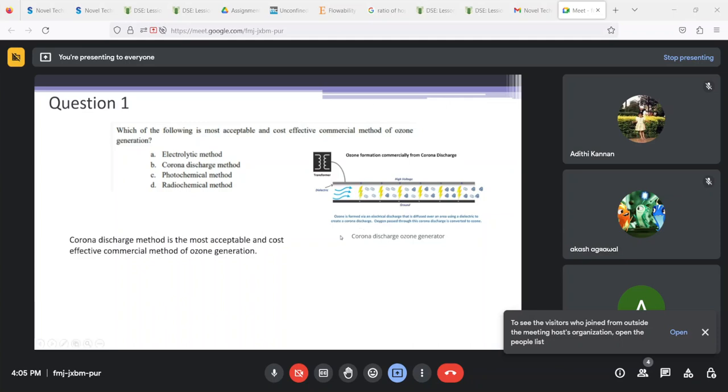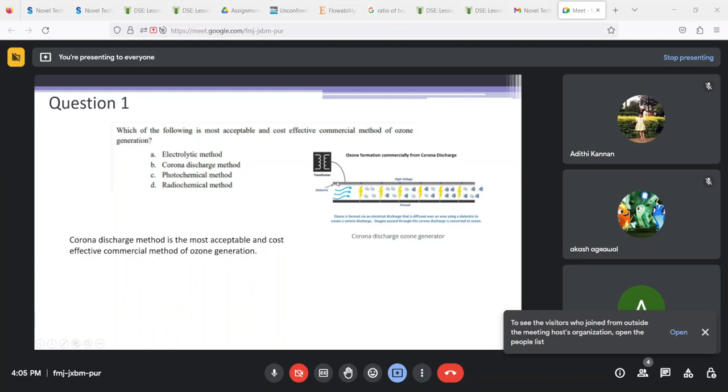So what happens is that a spark is generated from the high voltage electrode, and this spark is uniformly distributed throughout because of the dielectric present. If you don't have a dielectric, that spark will happen only at a particular position within the air molecules. But if you have a dielectric, that spark will be distributed across the entire region between the electrodes. So you'll have a more uniform distribution of the spark, and because of this spark, the molecular oxygen O2 will change to O first, and that O atom will combine with molecular oxygen again to create ozone.